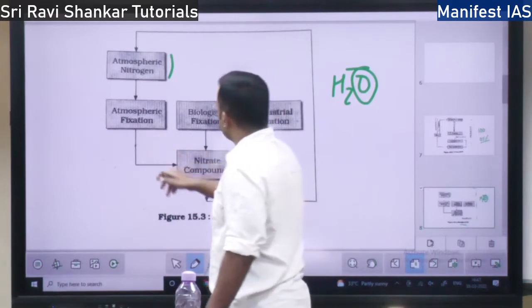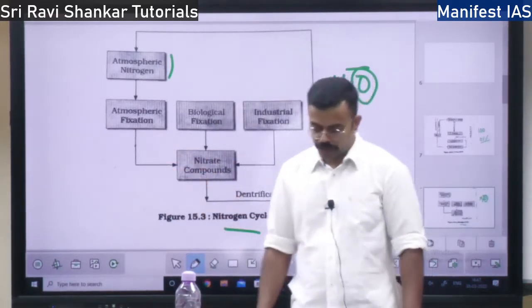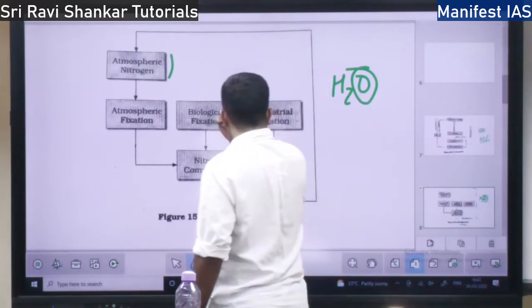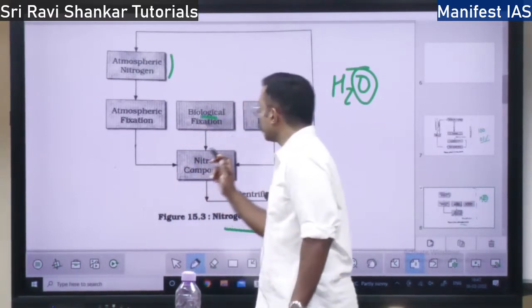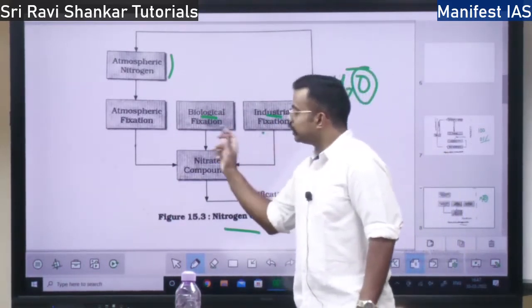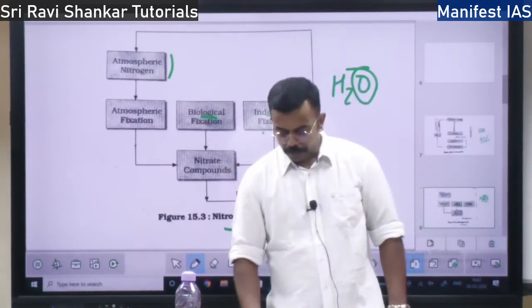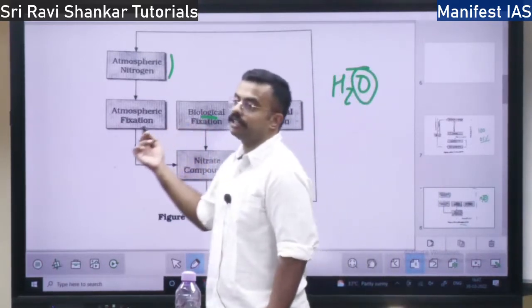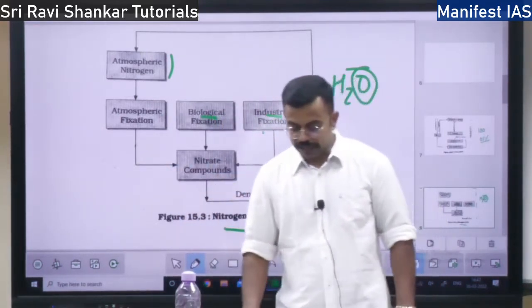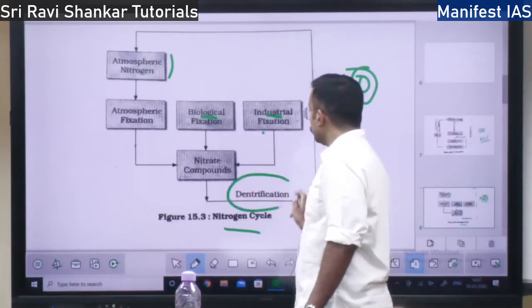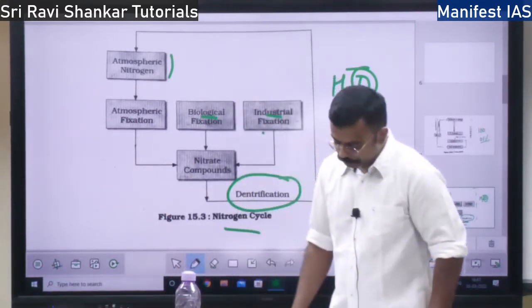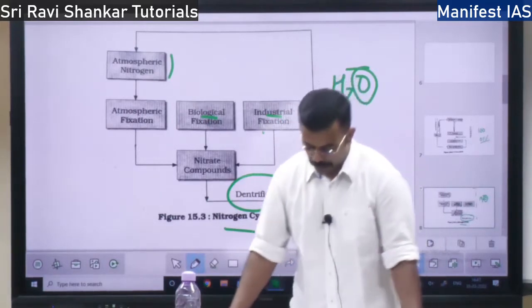Later, once the nitrogen is fixed, you have the nitrate compounds. How do you obtain the nitrate compounds? See this, here there is biological fixation, that is microorganisms, and industrial fixation. Industries can also fix the nitrogen via various processes. In the biological fixation, what happens? The bacteria will convert the nitrogen into either nitrate or nitrite. Later this nitrate or nitrite undergoes denitrification. Via denitrification, the nitrogen returns to the atmosphere, right? So this is the nitrogen cycle. It goes back to the atmosphere.